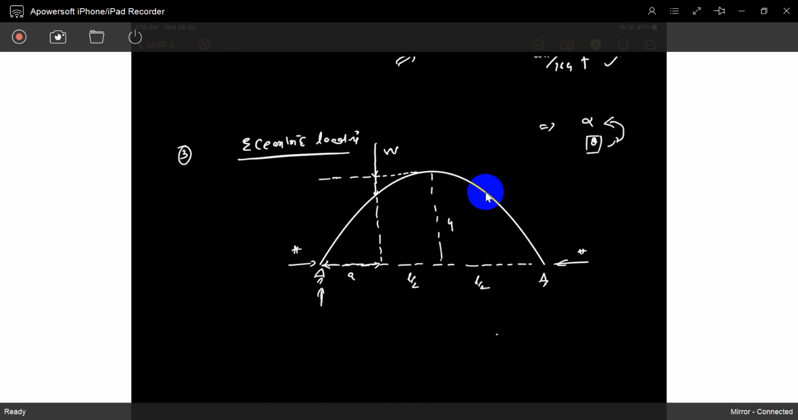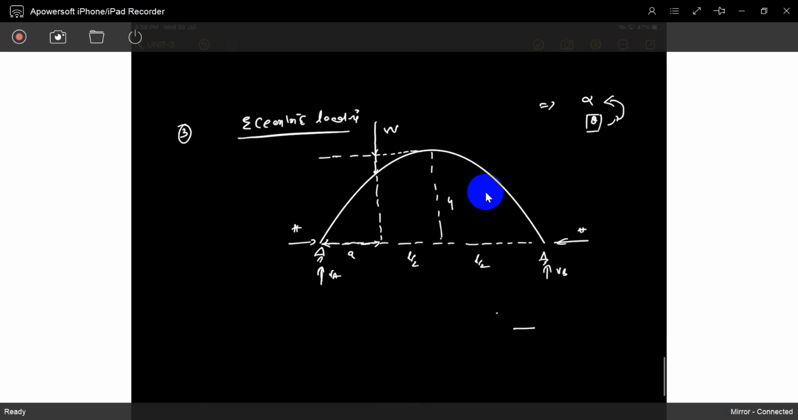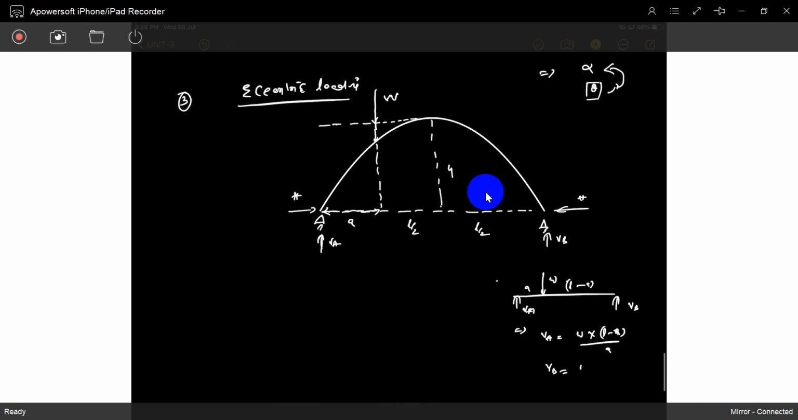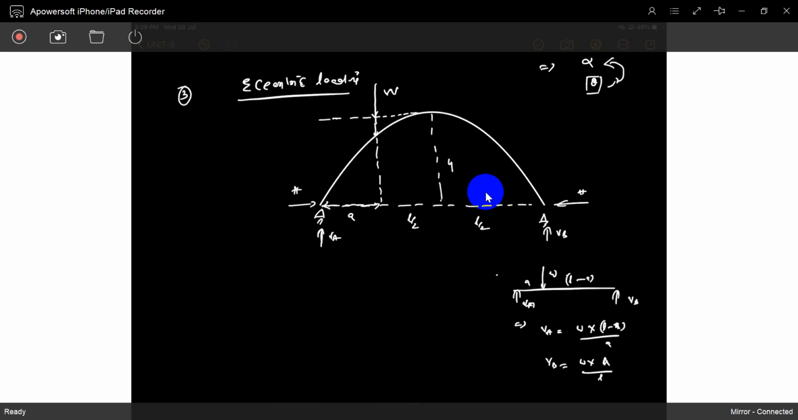So first you have to find out VA and VB, these are not equal. W is acting here, this is A, this is L minus A. So what is VA? VA is equal to W into L minus A by L. VB is W into A by L. That's it, you got it, and then you write the moment equation and integration.